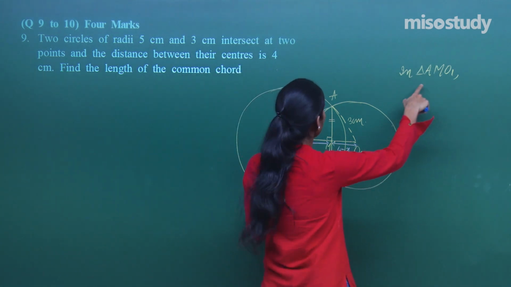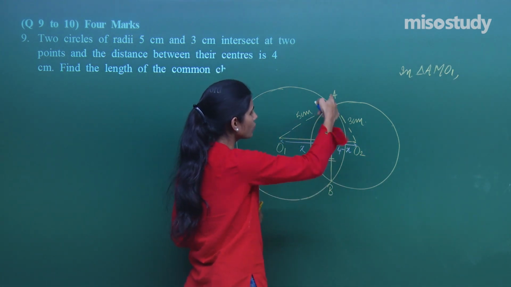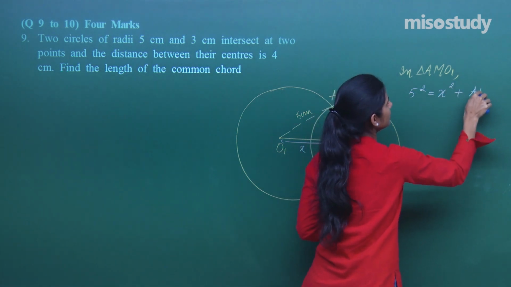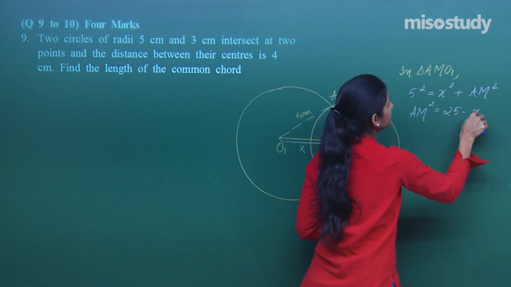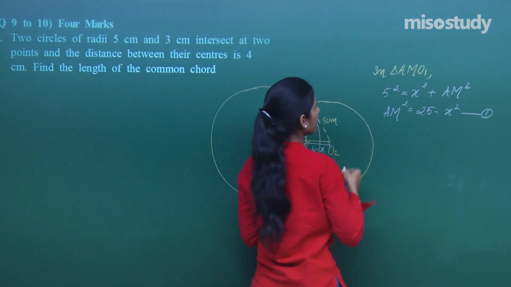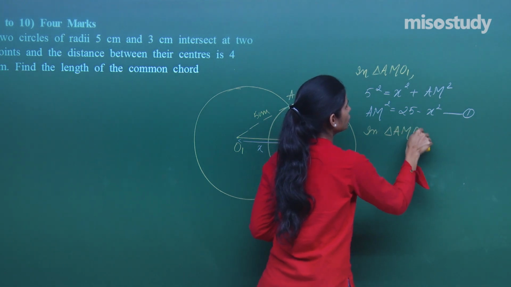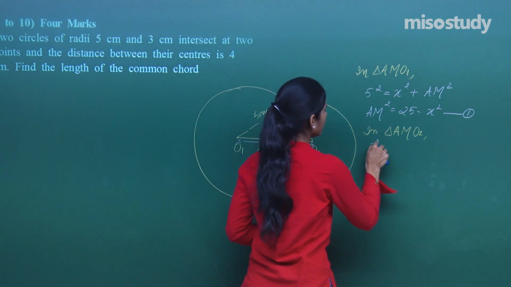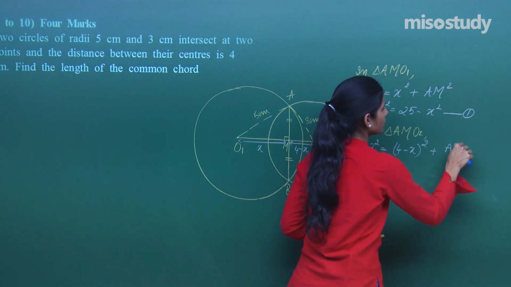So I will have hypotenuse square equals base square plus perpendicular square. So we will have 5 square equals x square plus AM square. So AM square will be 25 minus x square. Let's talk about this triangle AO2M. So in triangle AMO2, again hypotenuse square equals base square plus perpendicular square. So 3 square will be base square, which is 4 minus x whole square, plus AM square.